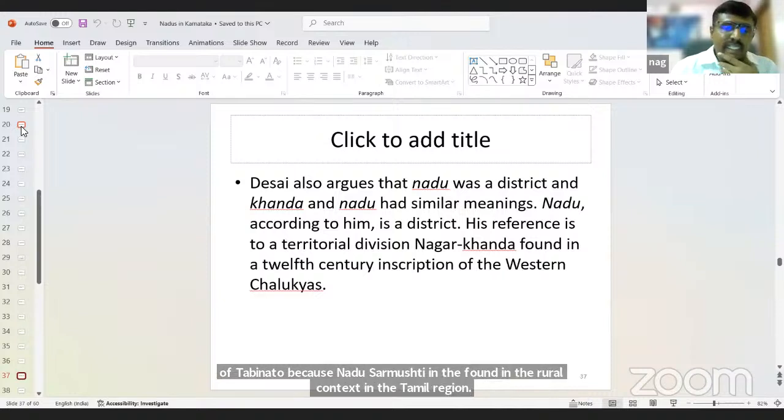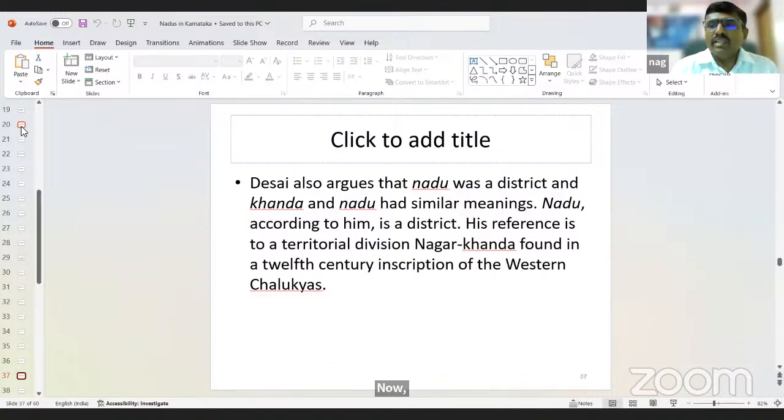Now, Dinakar Desai is another scholar who has worked on the Nadus and written some articles. In that, he has tried to analyze the Nadu. He said the Nadu was a district, and Khanda and Nadu are the same, so they have similar meanings. Nadu for him is a district, and also a reference to the territory of Nagarkanda. Nagarkanda is mentioned in a 12th century inscription of the Western Chalukyas. He says that this Khanda is actually Nadu, so he's talking about Nagar Nadu basically.